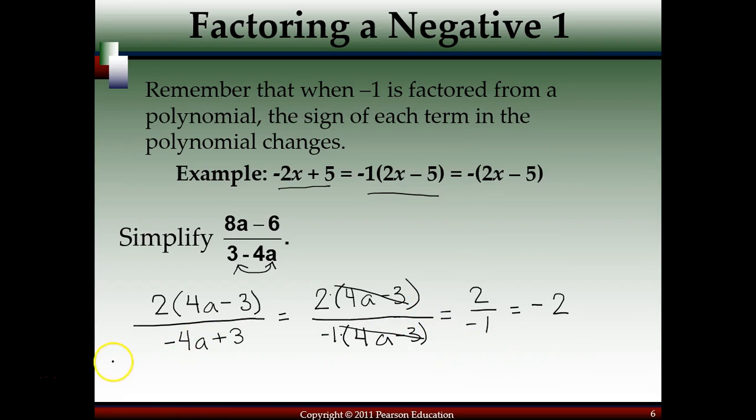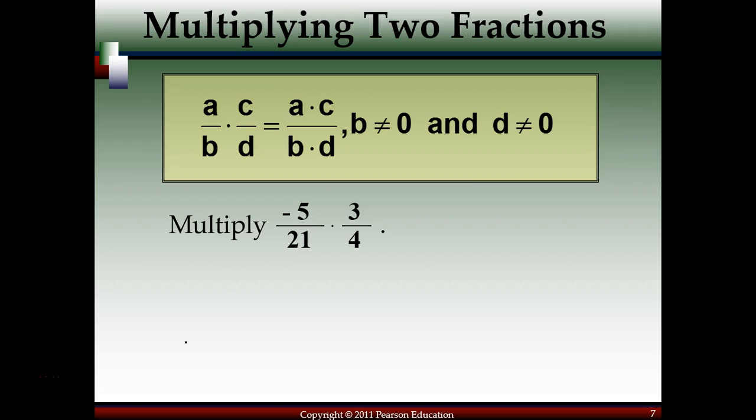All right, let's go on. In your homework, after you've hopefully mastered simplifying rational expressions, we're going to come to multiplying two fractions, or multiplying two rational expressions.